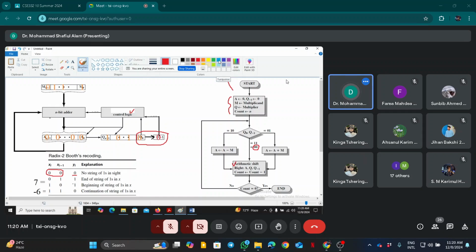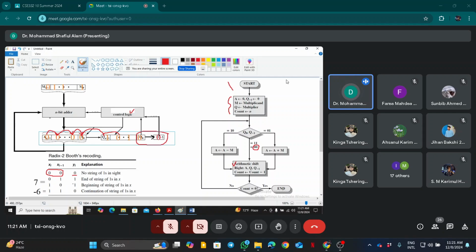So remember, when we shift these 3 units together, it means this bit should be shifted right. This one is shifted right. This one is shifted right. This one would be shifted here.